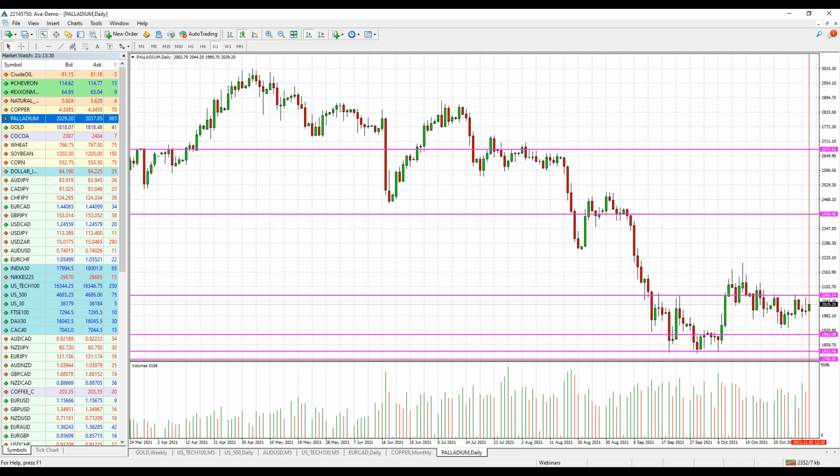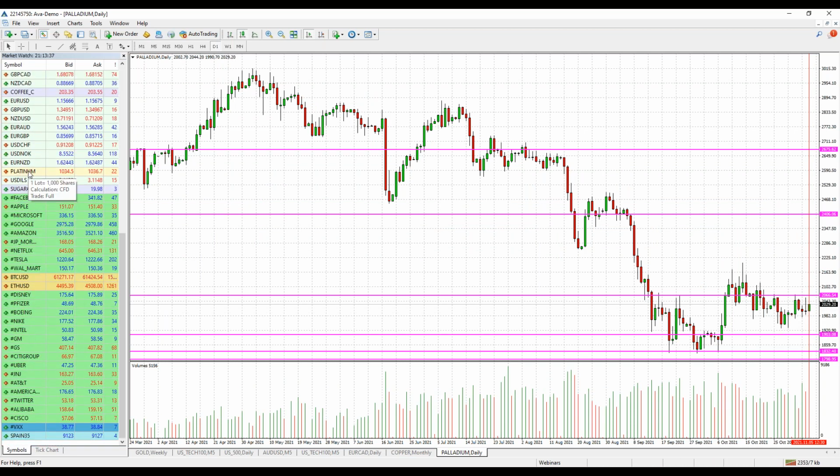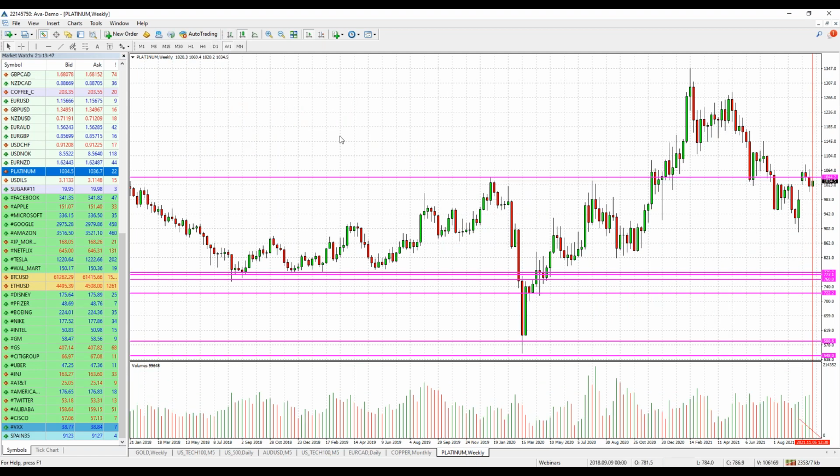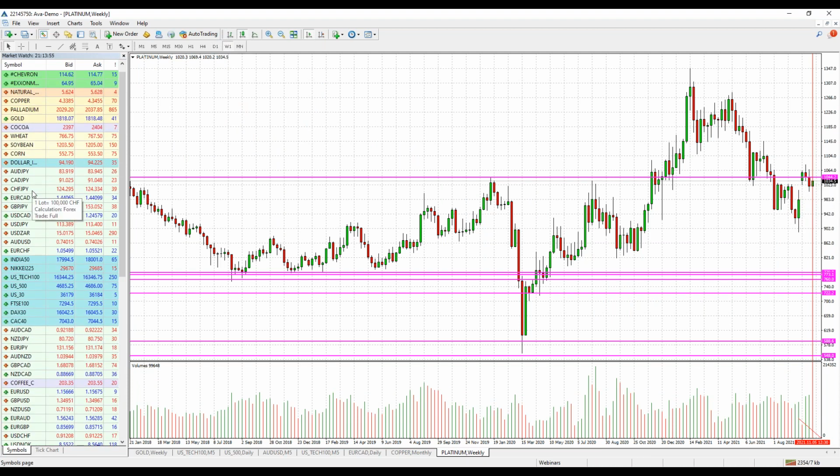Palladium is ranging, nothing major is happening here. And platinum had a hard time breaking 1044, but we are trading around this level. So again, for platinum to go higher, we would need to close above 1044. So far, it's having a hard time doing that. So that's as far as metals.